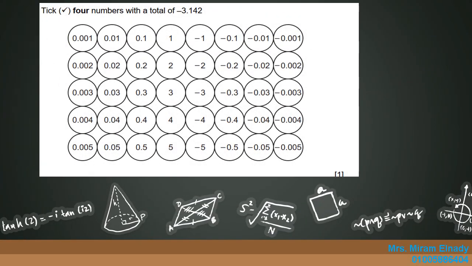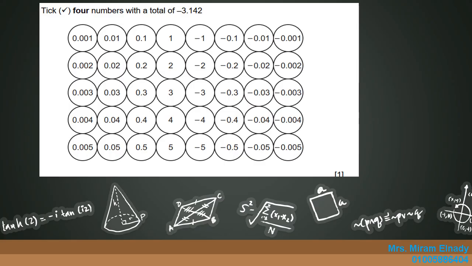Now we need to tick the four numbers that make negative 3.142. This question is tricky because some people just give the negative to the 3 and then choose 0.1, 0.04, 0.002 and so on without the negative. This is the problem with this question. You need to leave the negative with all the numbers.